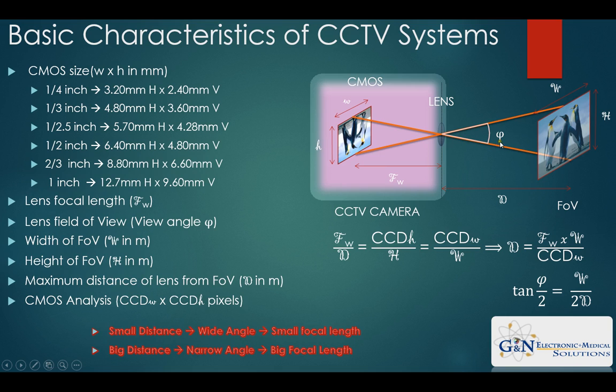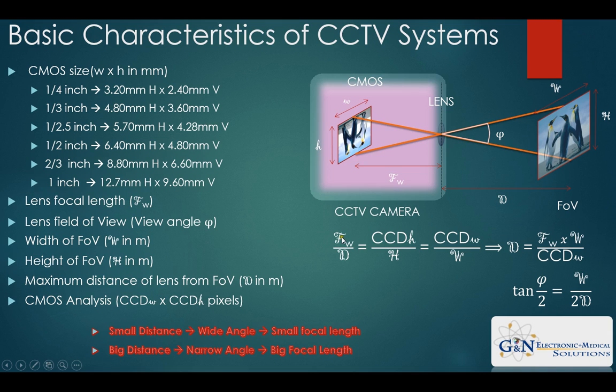So if the distance is very small, the angle is going to be very high or wide, and the focal length, of course, is going to be small. But as we go to bigger distances, the angle has to be narrower in order to focus on a specific area, and we go to big focal lengths.